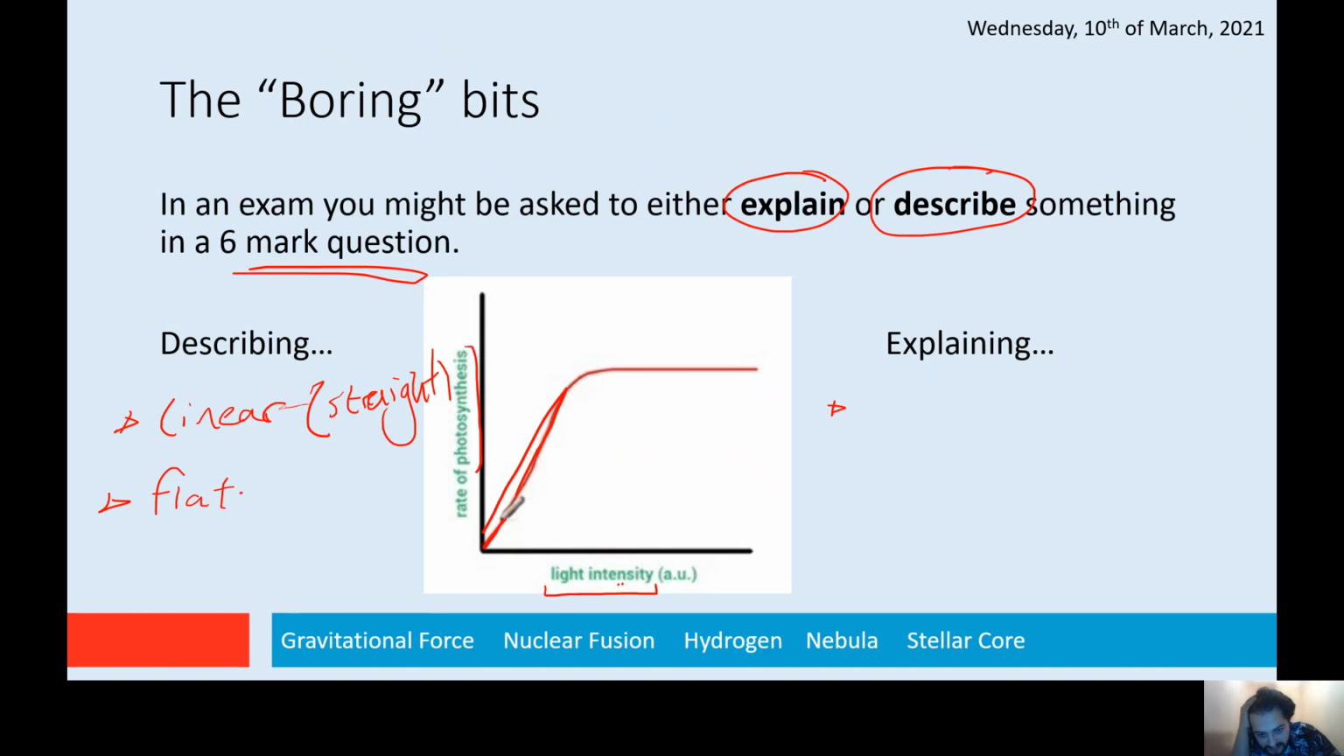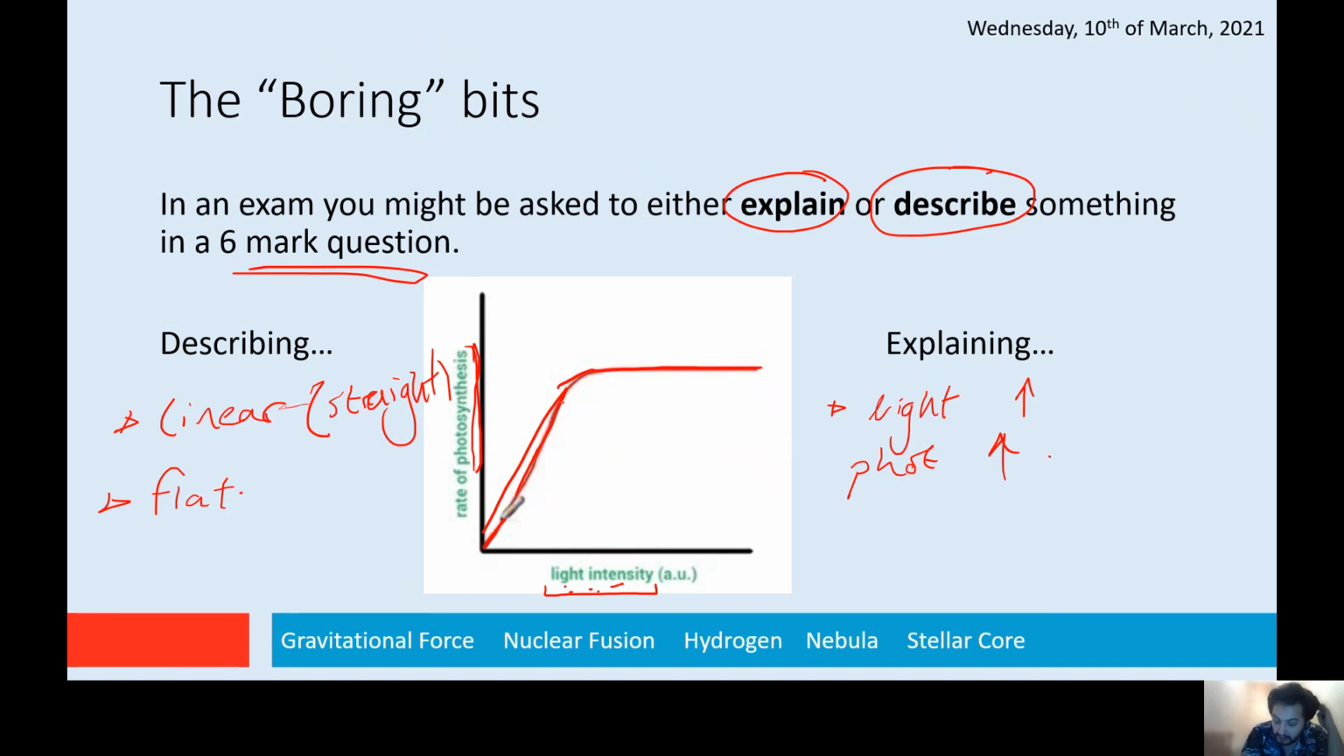So you've got light intensity. I chose this graph at random. You should be able to understand this. Anyway, here you've got the rate of photosynthesis and light intensity. So you could say, if you increase light intensity, you increase the rate of photosynthesis. More explanation, and you might explain the theory behind that, why that might happen, why you get this flat top.